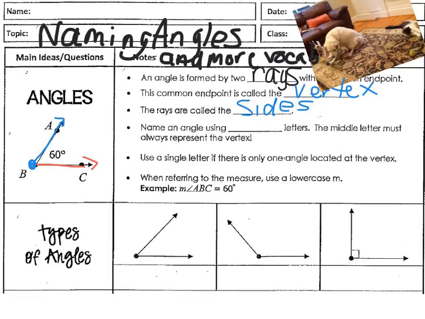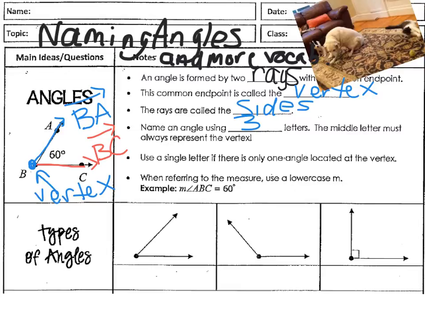It says name an angle using 3 letters. The middle letter must always represent the vertex, okay? So remember, the one where they come together is your vertex. If I was naming the sides over here, this side would be ray BA, and this one down here would be ray BC. Notice how I put the ray over the 2 letters, and the ray always points to the right.